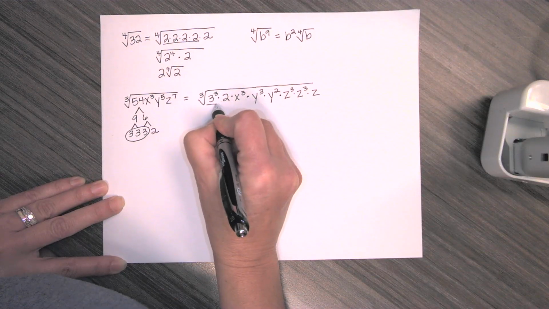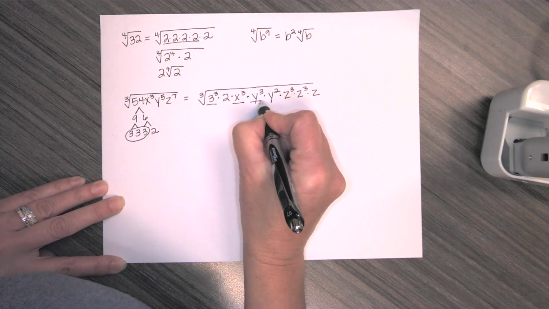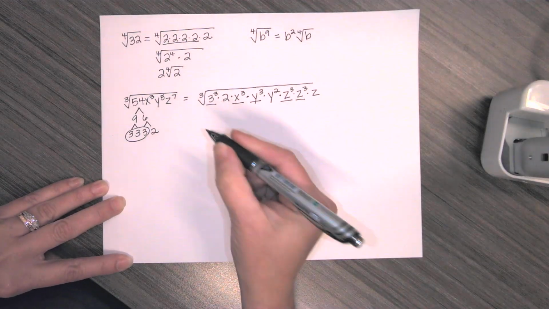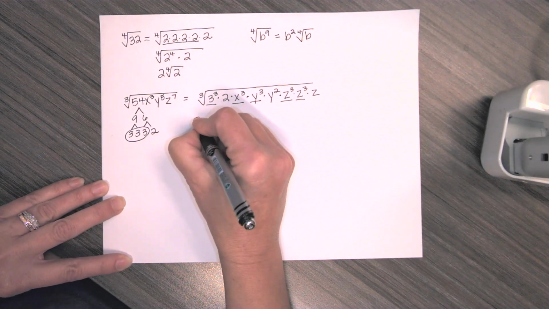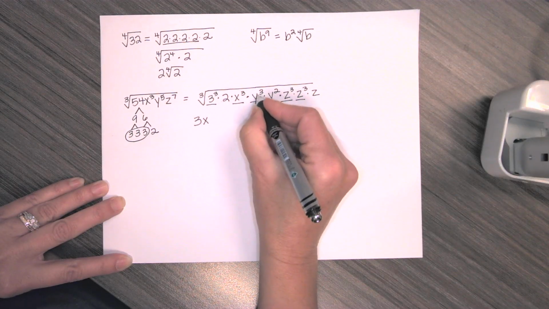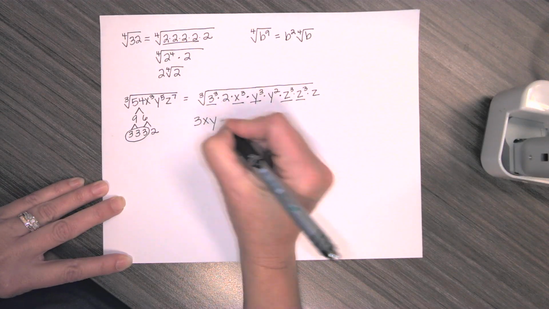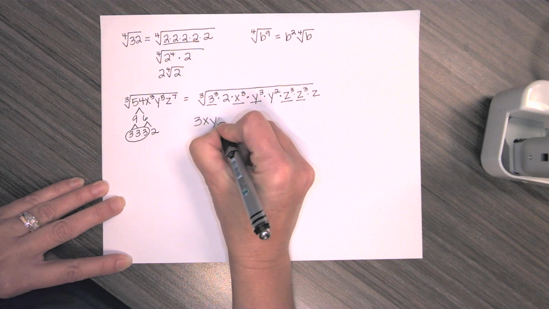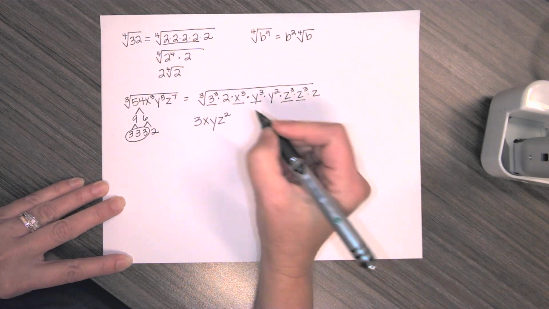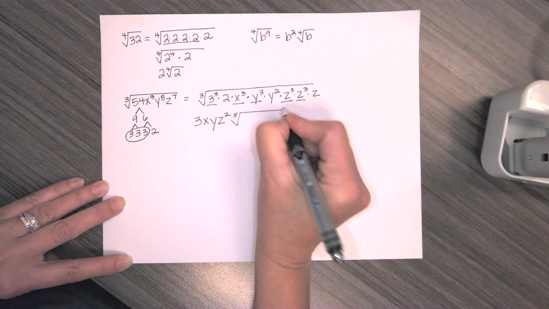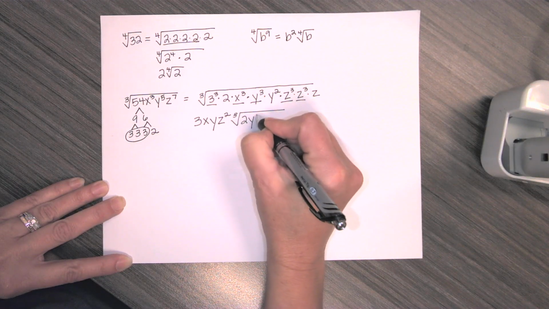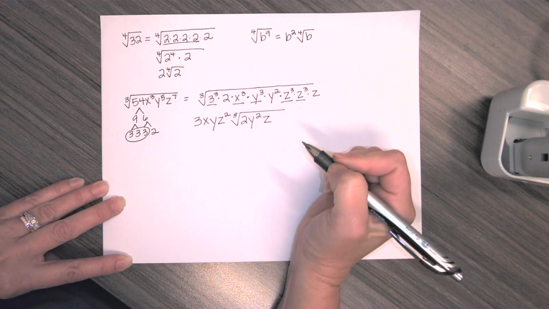So I'm going to underline all these so I don't miss any. These are all the things I can take the cube root of. The cube root of 3 cubed is 3. The cube root of x cubed is x. The cube root of y cubed is y. The cube root of z cubed is z, and then I have another z, so that's going to be z squared. Now let's see what's left under the radical. We're going to have a 2, a y squared, and a z.